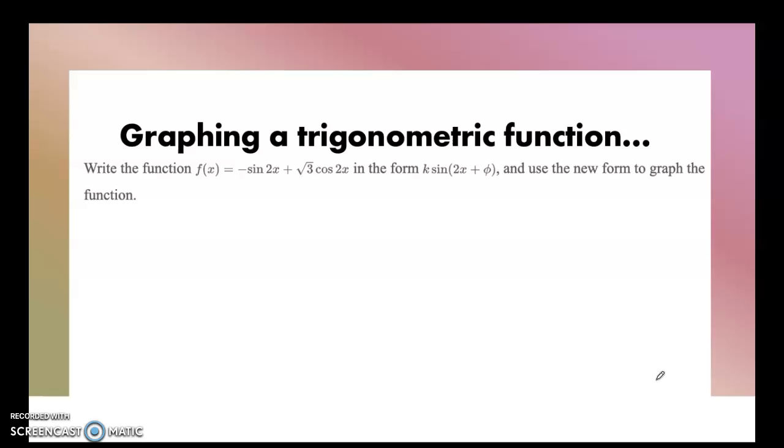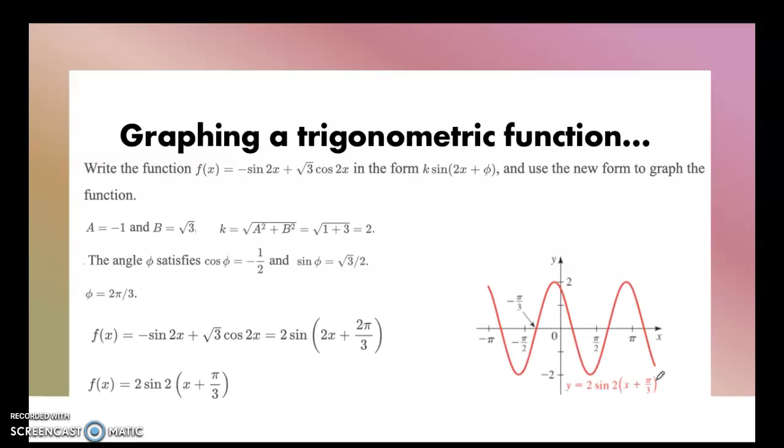One more, a couple more. Write the function in the form k sine 2x plus phi, and use the new form to graph the function. Okay, so let's go to it again. We know our a is -1 and our b is root 3. So through the magic of math, we get that k is equal to 2. Then phi satisfies cosine of phi is -1/2, and the sine of phi is root 3 over 2. So our angle is 2 pi over 3.